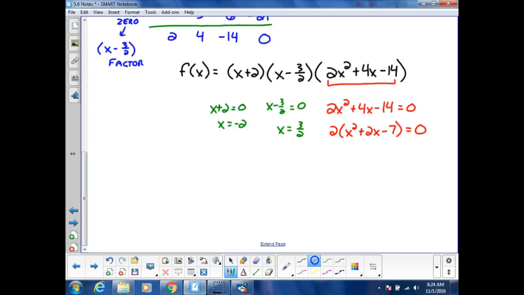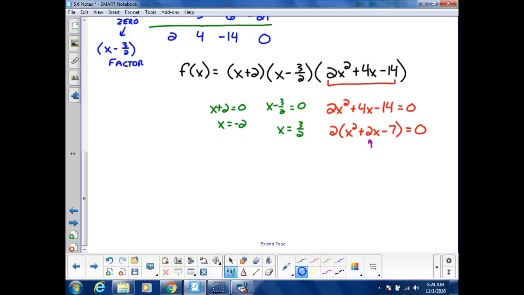Now what? Are there two numbers that when I multiply them together, I get negative 7, and when I add them together, I get positive 2? So now what? I can't use the square root method because I've got a linear term right here, so I can't separate the sides and then take the square root.